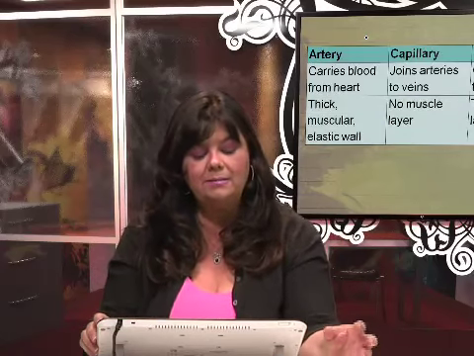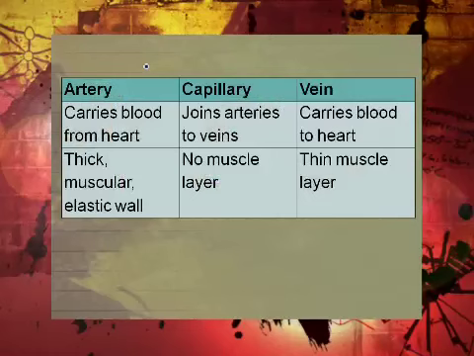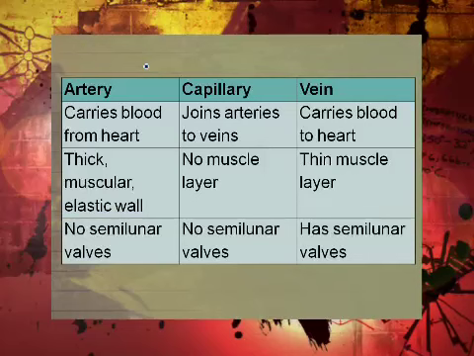Arteries: thick, muscular, elastic wall. Veins, we said, had a thinner layer of muscle, and capillaries, remember, no muscle layer. In arteries, you don't find valves, same as in capillaries, but in veins, there are valves which prevent the backflow of blood and prevent blood from pooling down in the bottom of your feet and your legs.